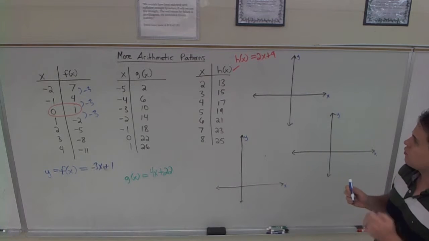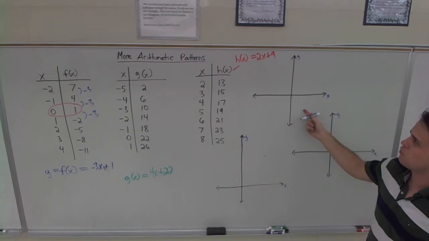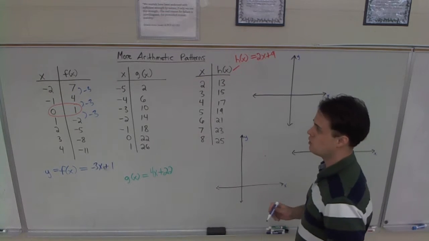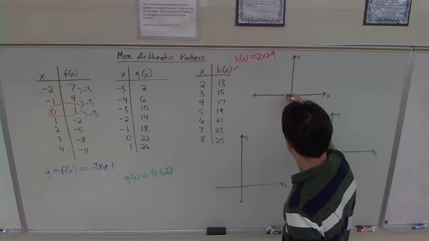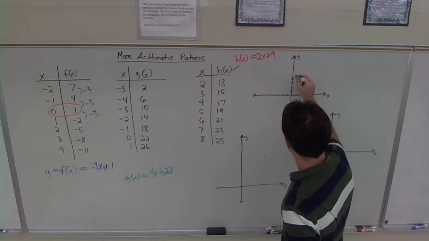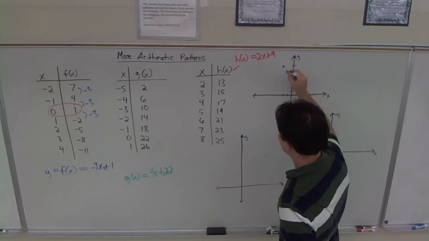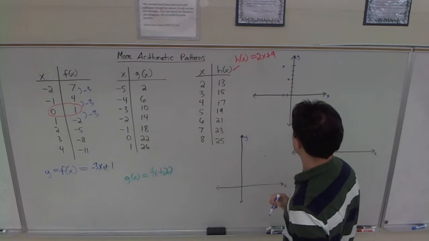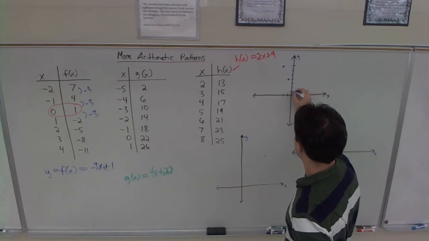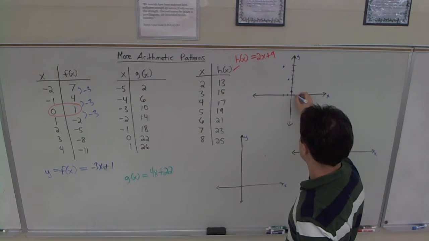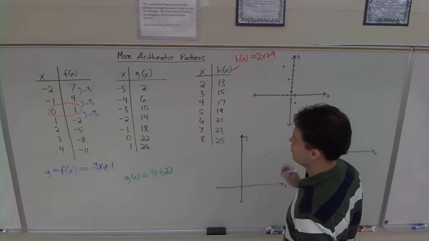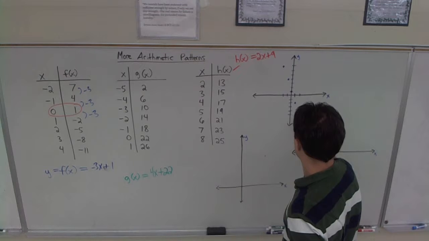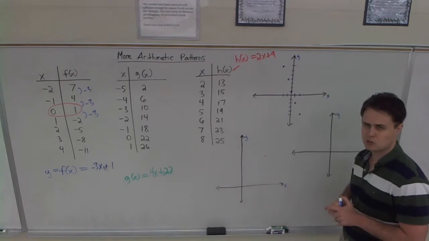So let's graph f first. Let's just graph f over here. So the blue one's going to go over here. So let's just plot some points. This should be easy enough, right? -2, 7. Right there. And -1, 4, right there, and 0, 1, and 1, -2, and 2, -5. I think that's enough points to see the pattern.